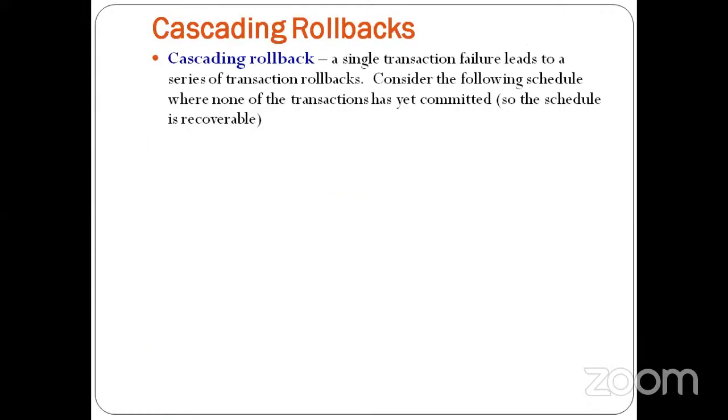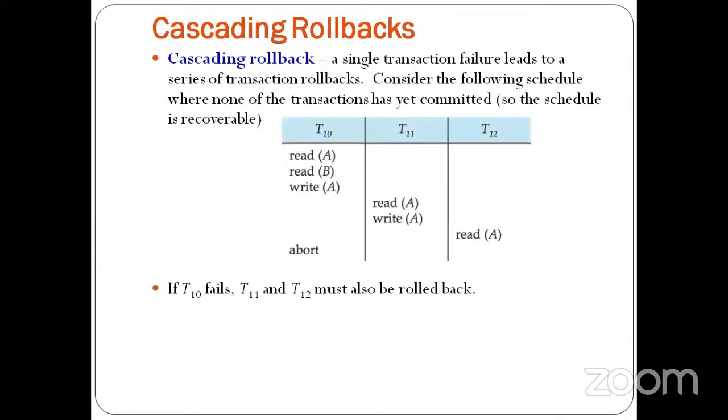Now cascading rollbacks. Rollbacks are nothing but, after the transaction is aborted, again it is going to roll back, and again it is going to repeat. A single transaction failure leads to a series of transaction rollbacks.